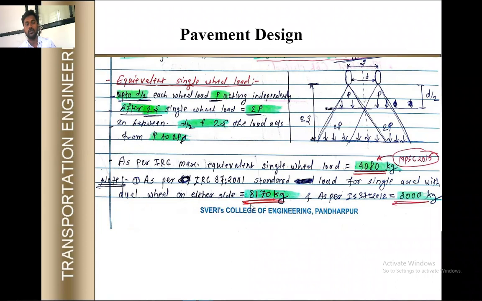Write down the below also. As per the IRC 37/2001, the standard load for the single axle with the dual wheels on either side is 8170 kg, and as per the IRC 37/2002, it is approximately 8000 kg. Write down these values.